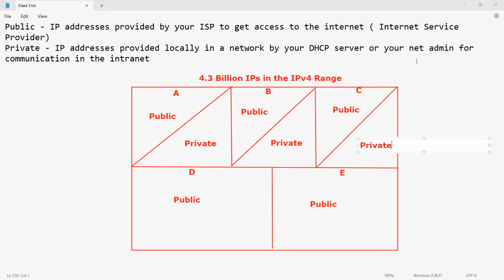Now we'll talk about classes A, B, C, D, and E in the next session, guys. Today we're going to talk about public and private IPs.